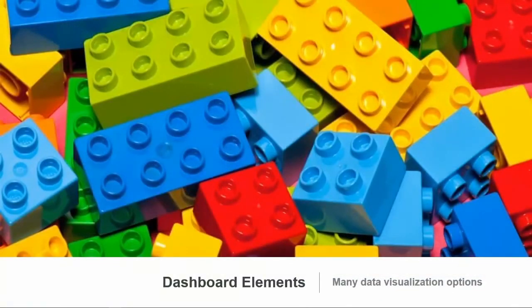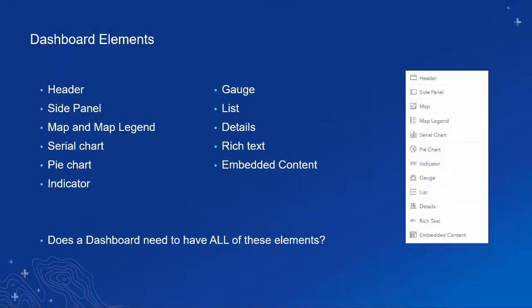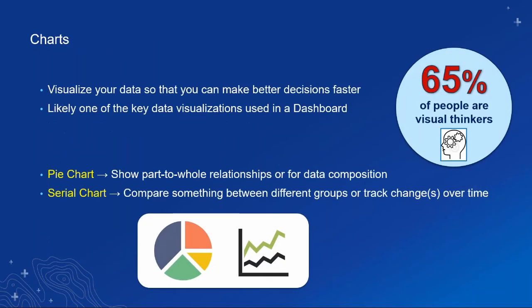Let's talk a little bit about the availability of dashboard elements. So you see this list here, but the bottom line is, does a dashboard need to have all these elements? No, it doesn't. An effective dashboard is one that answers the question of your end user. So charts. Charts are probably the most common way to visualize data. And 65% of people are visual thinkers. So looking at these charts helps people make decisions quicker. There are 2 main chart types in dashboards. One is the pie chart and one is the serial chart. The pie chart is meant to show part to whole relationships or for data composition. A serial chart is to compare things between different groups or track changes over time.